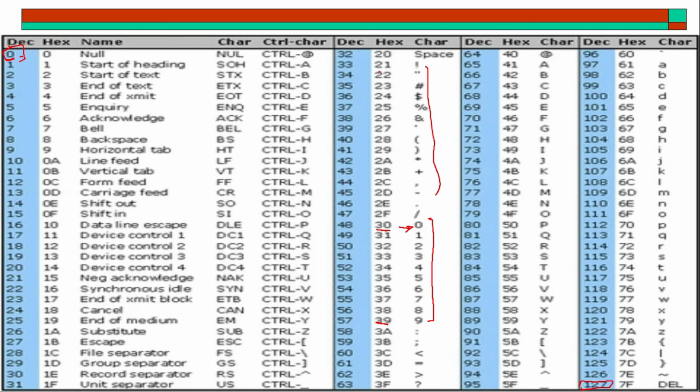Same way, if you go from 41, see from 41, A, B, C, D, that goes up to Z, continuous. This part is for capital letters. Same way you go here, 97, or 61 hex. This is a, b, c, d, a to z. Right, 61 hex or 97 decimal. So this is the code for small letters, and this you can find out in the computer also.